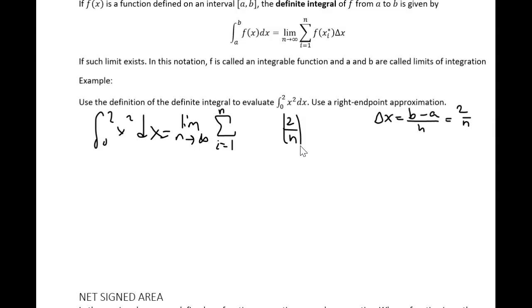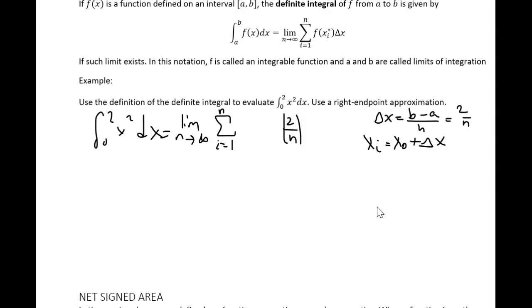Next, we have this f of xi asterisk, and so we're going to need to define what xi represents, and then we can define what f of xi represents. A right-hand approximation actually starts at the first partition. It doesn't start at 0 or x0, although in this case x0 is 0. So for this one, when we define xi, we're basically saying x0, or the very first x value in the boundary of the integral, plus our delta x.